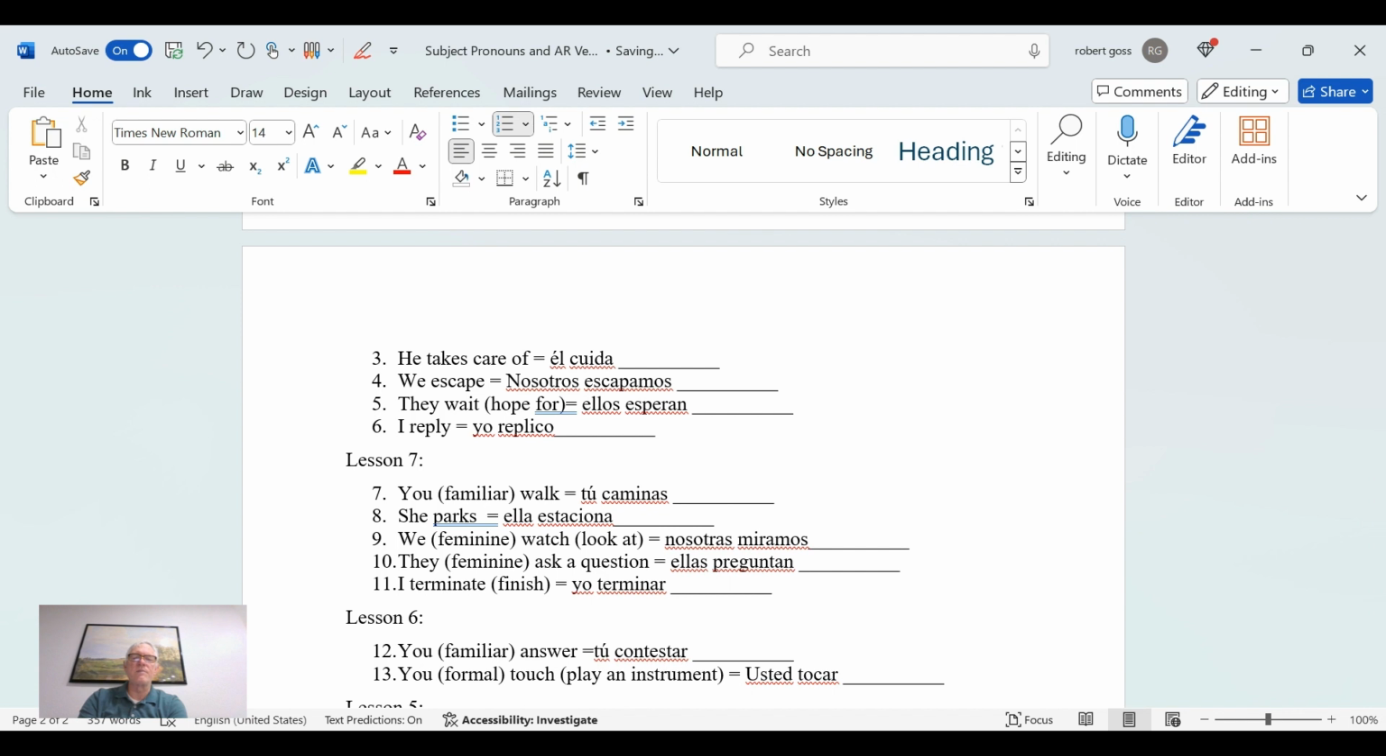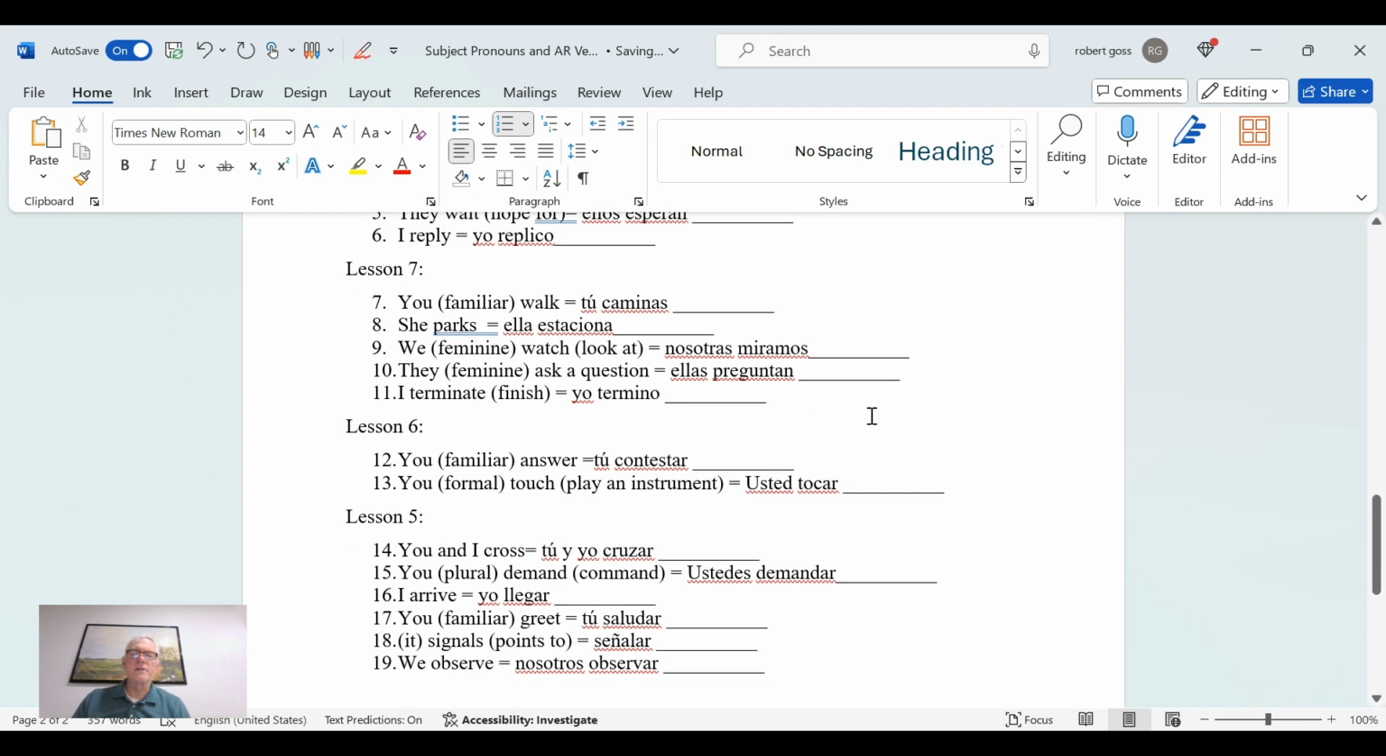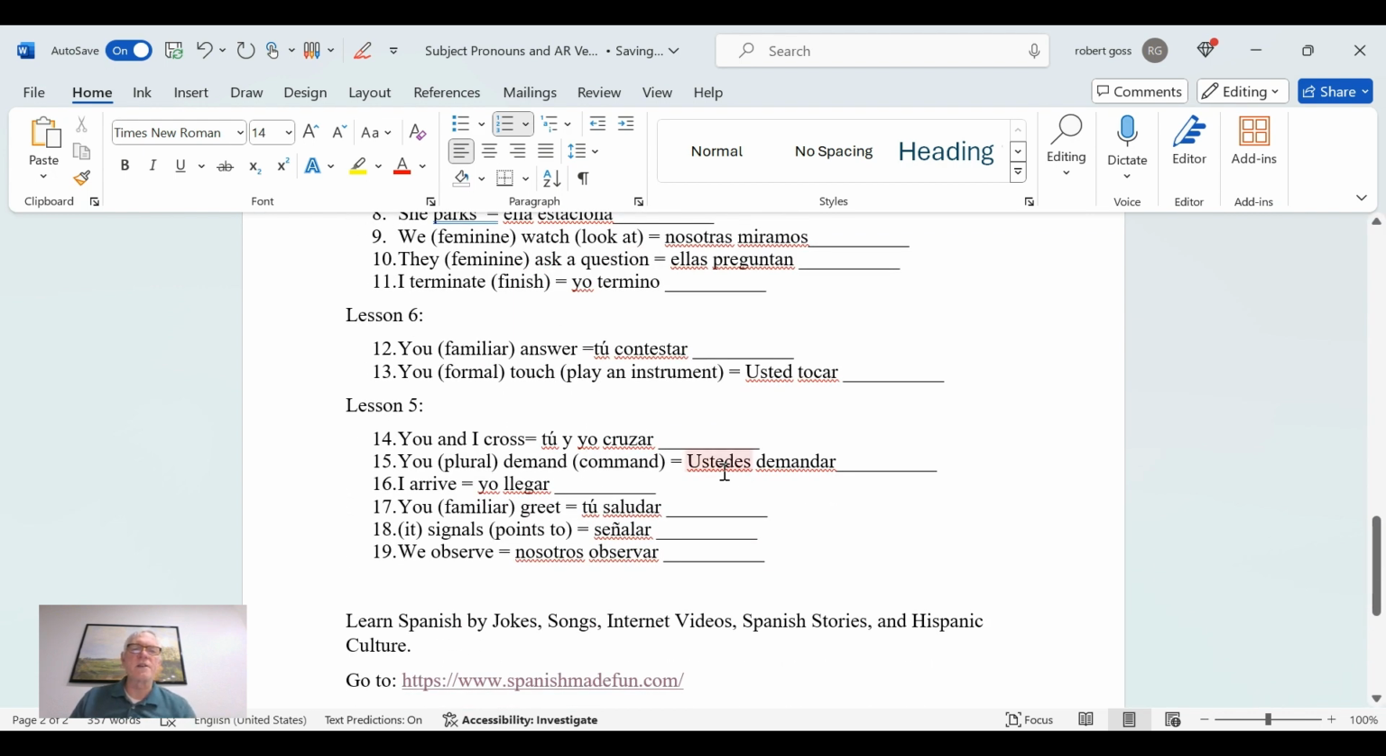Ellas preguntan. Number 11, I terminate. I finish. Well, yo, we cross off the AR, we put the O ending, and it'd be yo termino. Well, let's go and do the verbs that were in lesson 6. You familiar. That would be like tú. Answer is contestar.